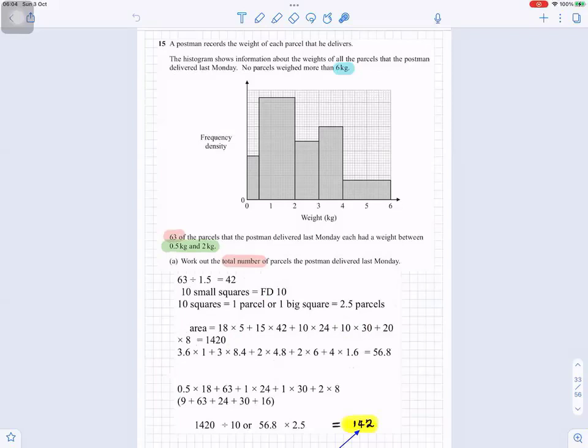And you have 3.6 times 1 plus 3 times 8.4 plus 2 times 4.8 plus 2 times 6 plus 4 times 1.6, 56.8. And you add them up. So 1420 divided by 10, or you got 56.8 times 2.5, and you will get 142.